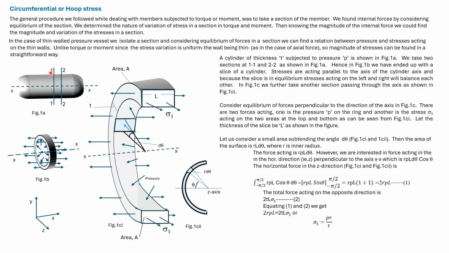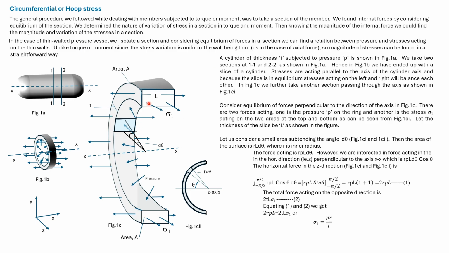Consider that we take sections 1, 1 and 2, 2. Then, as in figure 1b, we are left with the slice of the cylinder. Equal normal stresses act on the left and the right. There is pressure acting all around the circumference. Let us take another section passing through the central axis of the cylinder. Then we are left with the section shown in figure 1c1. Again, there are equal and opposite normal stresses acting on the left and the right.